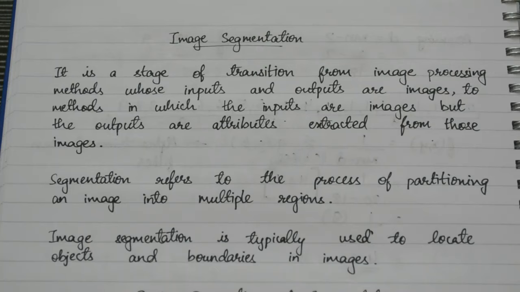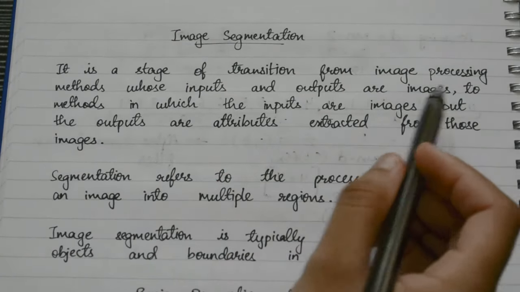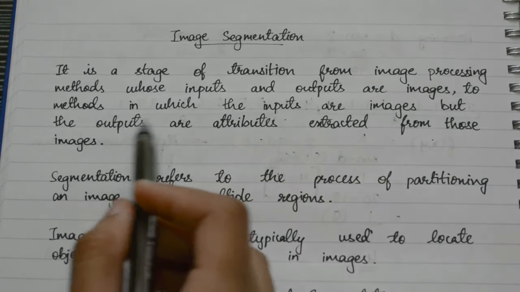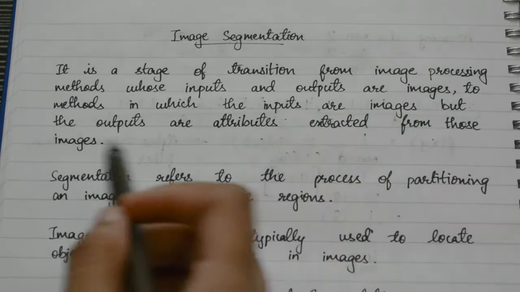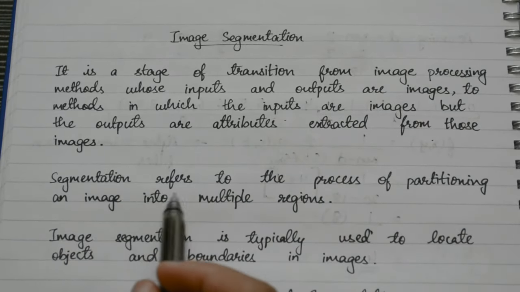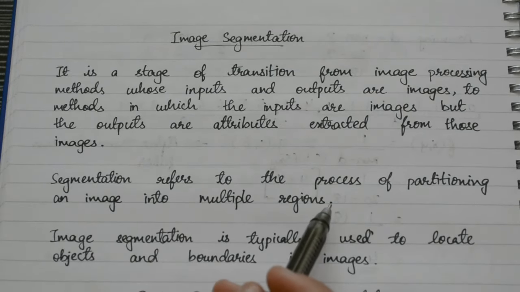Now what is image segmentation? It is the stage of transition from image processing methods whose inputs and outputs are images to methods in which the inputs are images but the outputs are attributes extracted from those images. Segmentation refers to the process of partitioning an image into multiple regions.